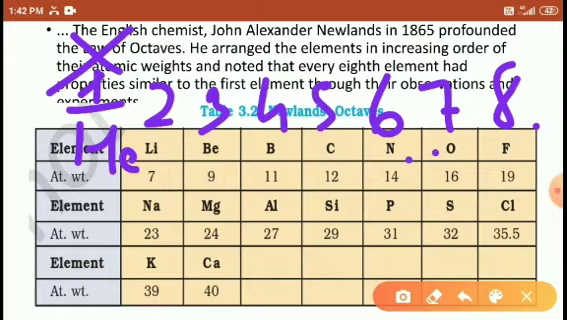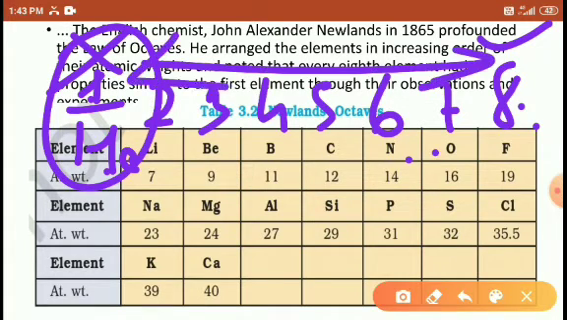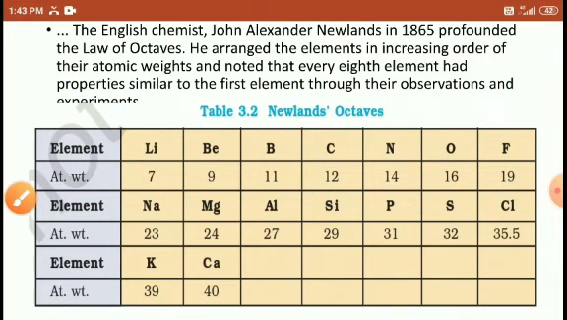Fluorine is reactive. It reacts with many chemical species like hydrogen, oxygen, and nitrogen, but helium is not reactive. It means this theory fails after the discovery of the noble gases. When noble gases are substituted in this table, the first and eighth elements are not related to each other, so that's why this theory fails, students. Understood? So that's why Newlands' theory fails here.